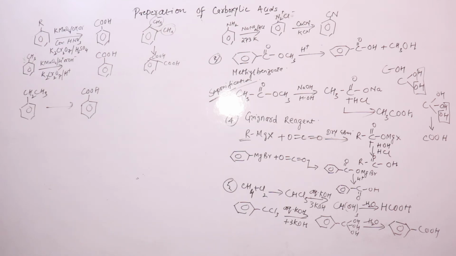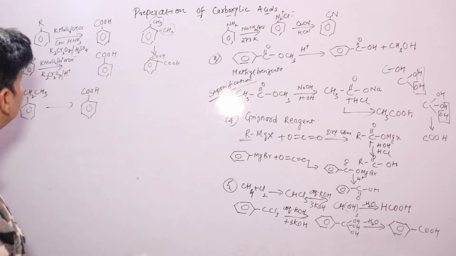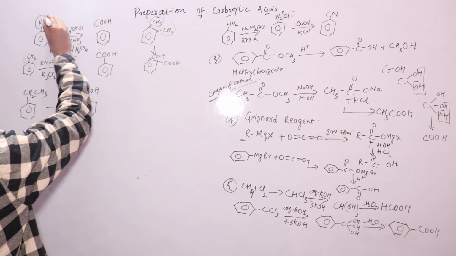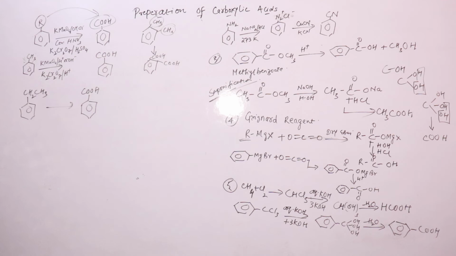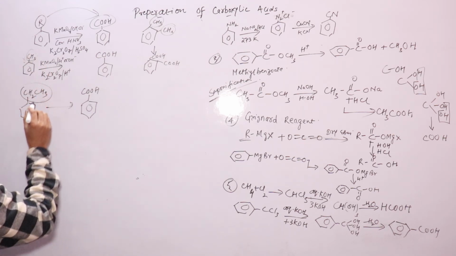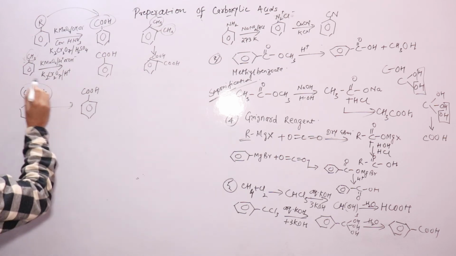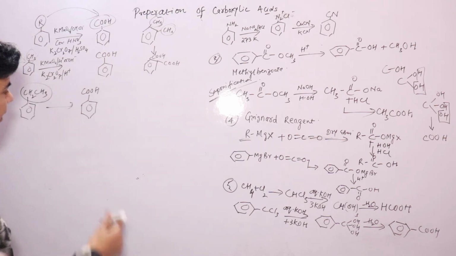So aromatic carboxylic acids can be prepared by oxidation of alkyl benzenes. Basically this is oxidation. So here just remember that whatever the alkyl chain is, this alkyl chain will oxidize to form the COOH group. Here also this is the alkyl chain, this is methyl, this is ethyl. So in both cases the side alkyl chain will get oxidized into a carboxylic acid group. I hope this is clear.